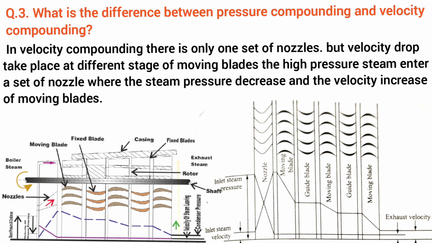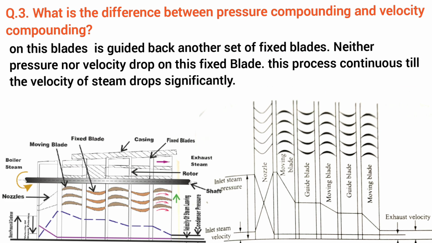In velocity compounding, there is only one set of nozzles, but the velocity drop takes place at different stages of moving blades. The high pressure steam enters a set of nozzles where the steam pressure decreases and the velocity increases, and it is directed onto moving blades. From these blades, the steam is guided back by another set of fixed blades. Neither pressure nor velocity drops on these fixed blades. This process continues till the velocity of steam drops significantly.